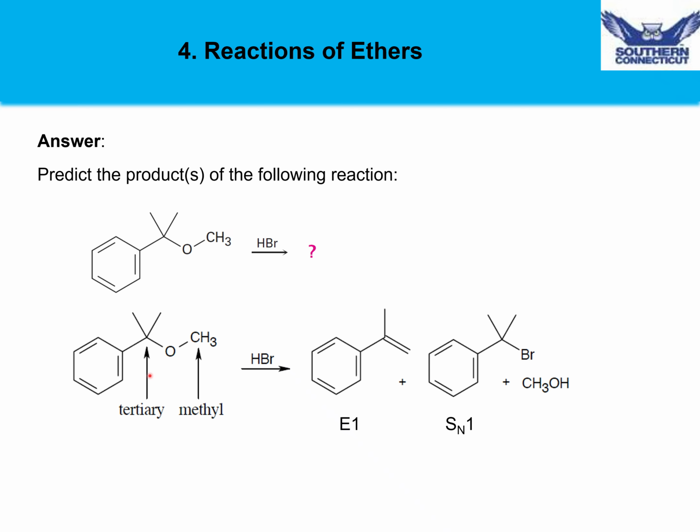And then in addition to that, we might observe a small amount of E1 product, and that would be from a carbocation being placed here initially, and then one of the hydrogens on either this methyl group or this methyl group being removed to form a double bond, which you see here.